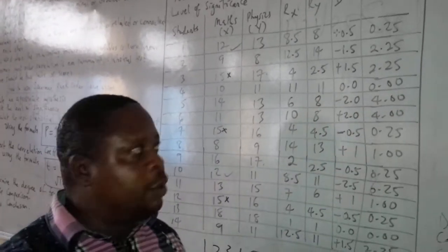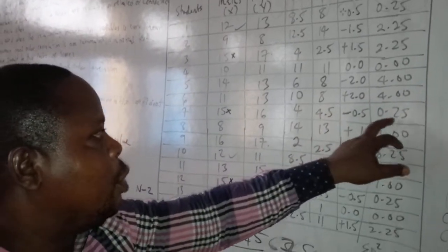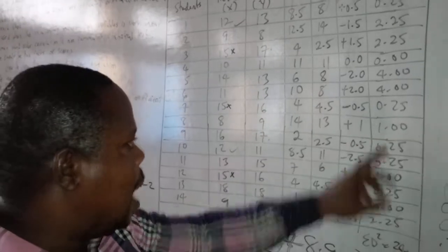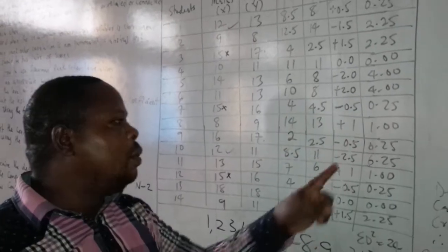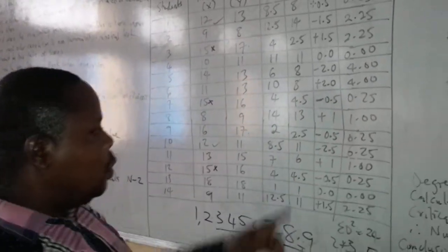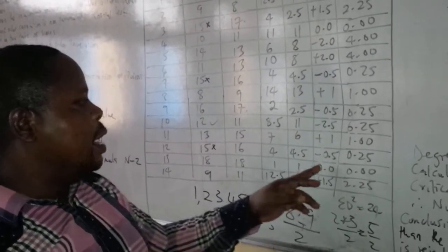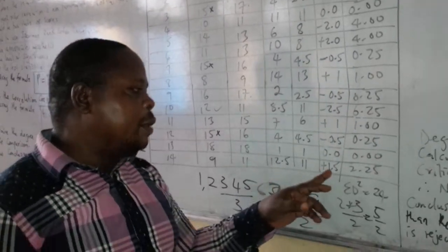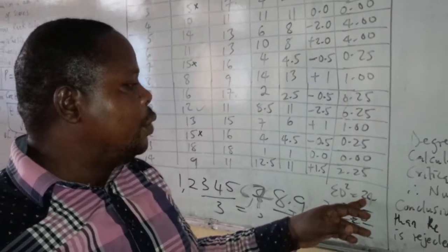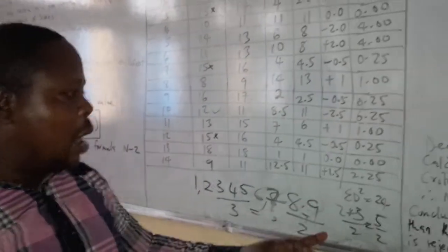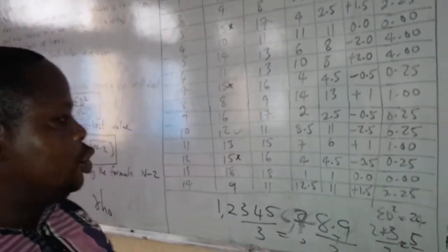0 squared, of course, will give you 0. 2 squared is 4, 2 squared is 4, 0.5 squared is 0.25. 1 squared will give you 1. 0.5 squared will give you 0.25. 2.5 squared will give you 6.25. 1 squared will give you 1. 0.5 squared will give you 0.25. And then 0 squared will give 0, while 1.5 squared will give you 2.25. When you add all of them, it will give you 24. So, deviation squared will give you 25.